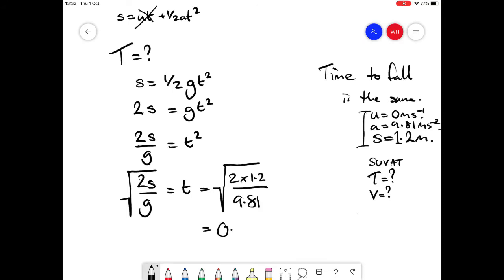I get an answer of 0.49. Oh, what am I writing? 0.49 seconds. Okay, you hopefully get that. It's 4946 and so on. But as you can see from my question, this is 2 significant figures, so I shall use 2 significant figures here.